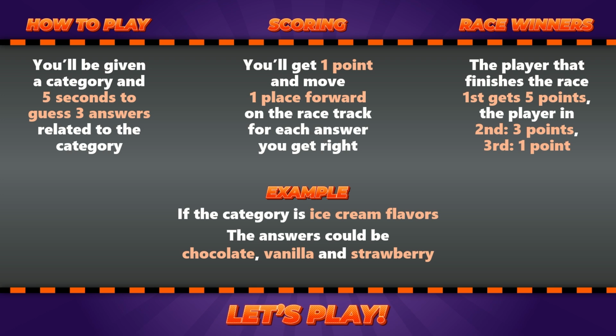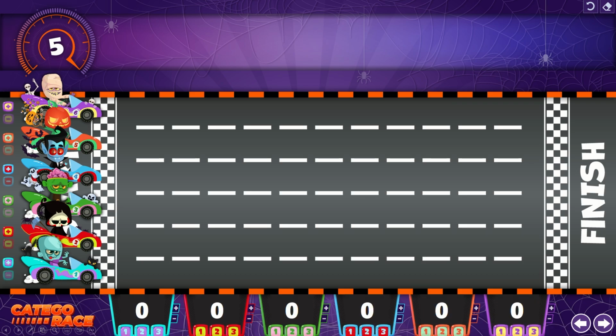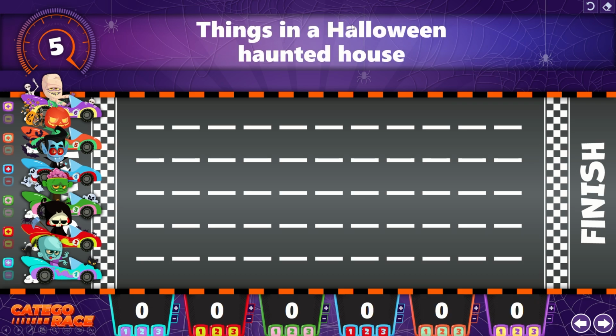The instructions also share an example to give players an idea of how the game is played. Once you've gone over the instructions, click Let's Play to begin. The category will automatically appear, and then the timer will start immediately after. The player will have 5 seconds to guess answers related to their category. Once the time runs out, you as the host will click on the plus sign next to their car for the number of correct answers.